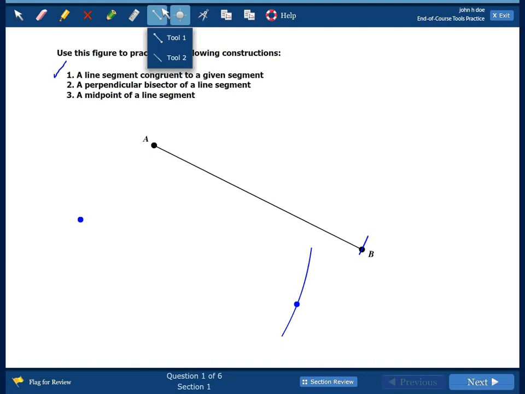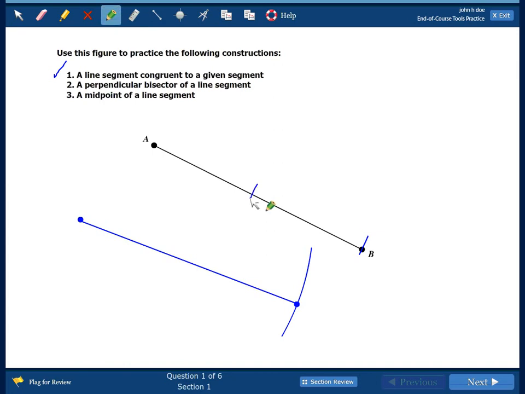So this is the straight edge tool. We can use tool 1, which will move the line in and out, or tool 2, which is the one I like to use whenever we have points. Since we already have points that we're connecting, this is a good one to use. So I just connect the 2 points, and what I have are congruent line segments. So those 2 segments are congruent.